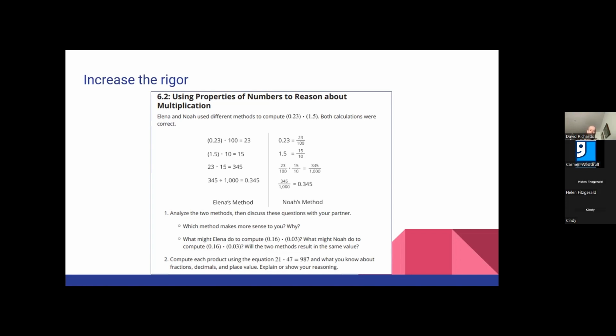And the last question says, compute each product using the equation 21 times 47 equals 987, and what you know about fractions, decimals, and place value. Explain your reasoning. Again, a really important question, explain your reasoning or show your reasoning.